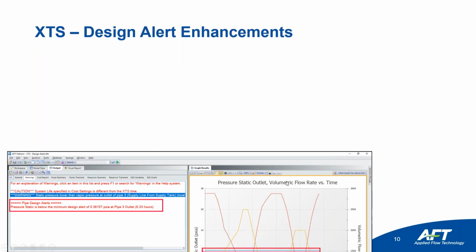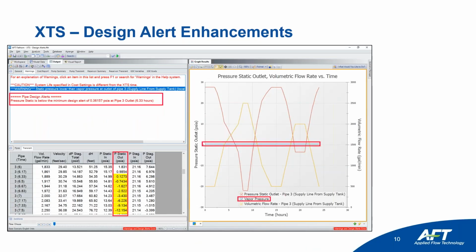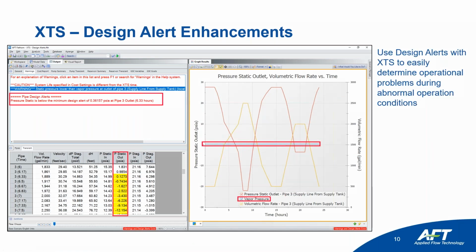So here's the new thing that's really powerful: when you're doing a transient simulation, you want to do a design alert. That way it'll flag your attention to potential operating problems. In this particular scenario, the yellow line shows how my flow rate is increasing over time, and then it decreases. And then at a later time during the day, it increases again and then drops back down.